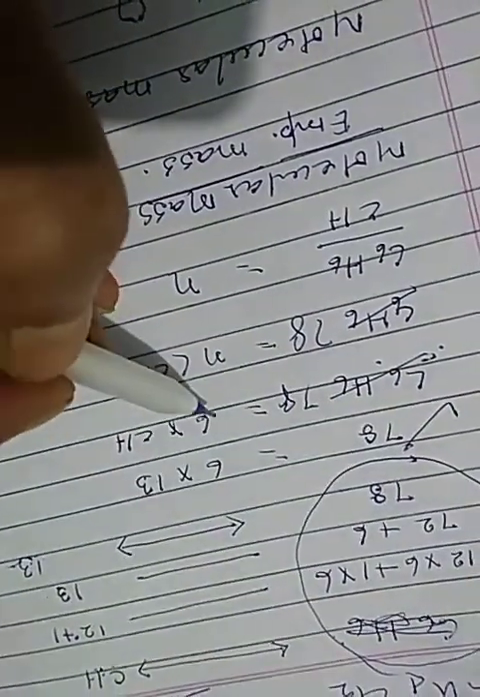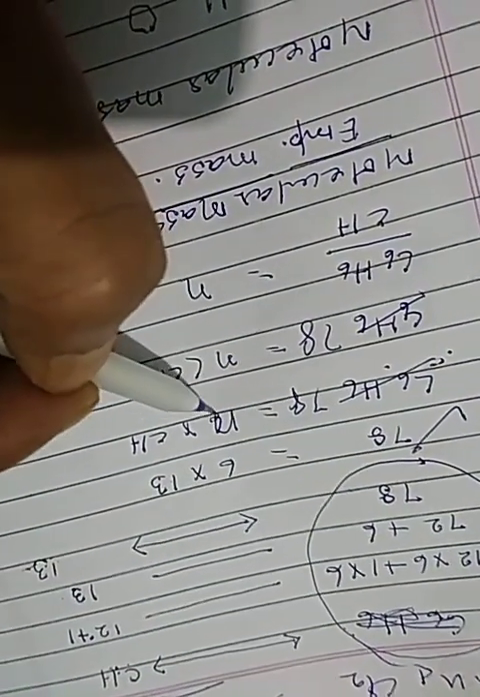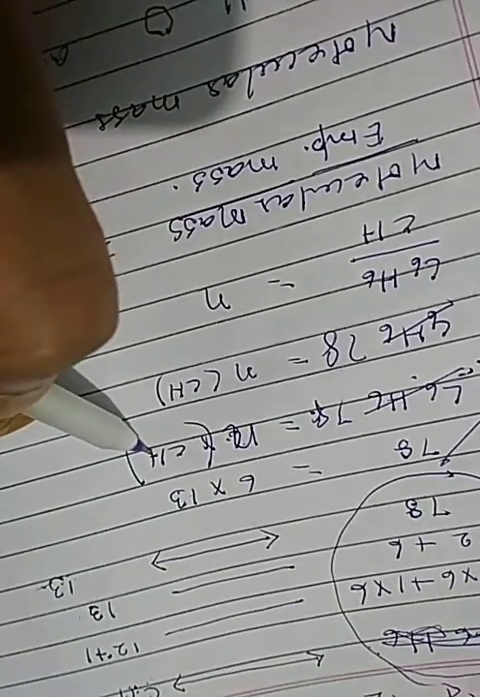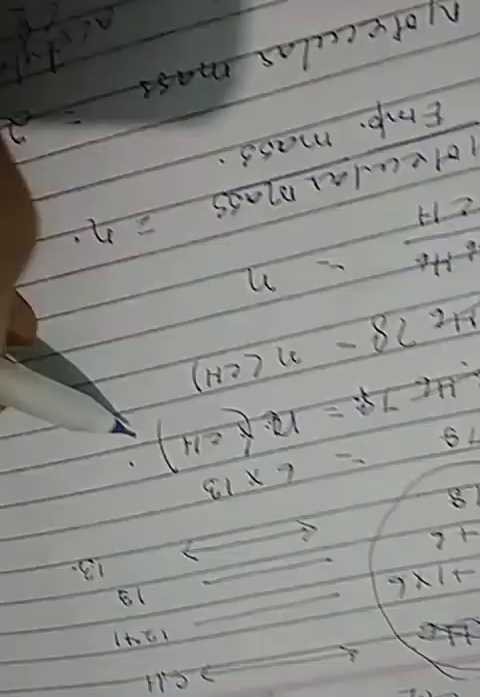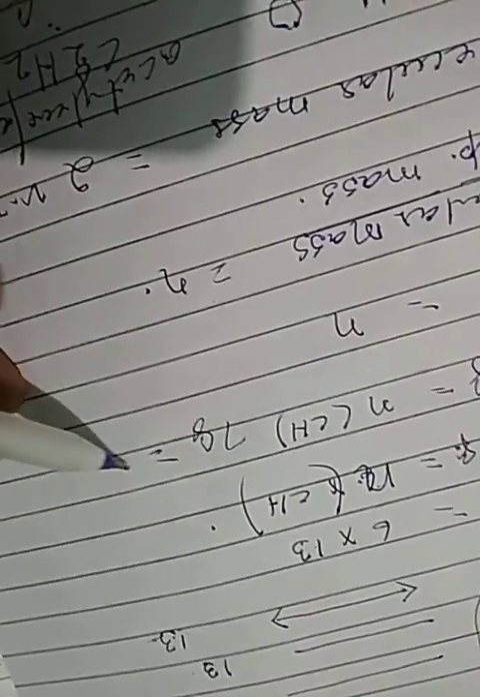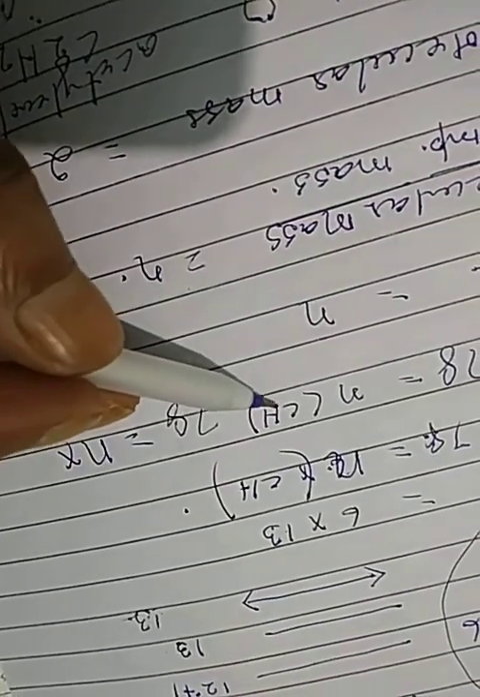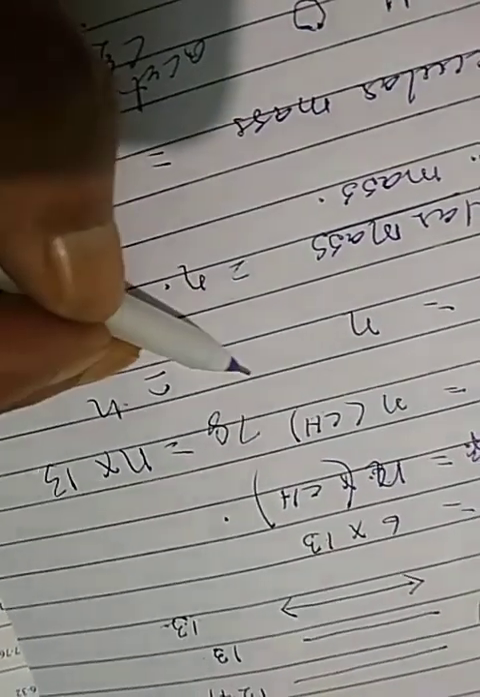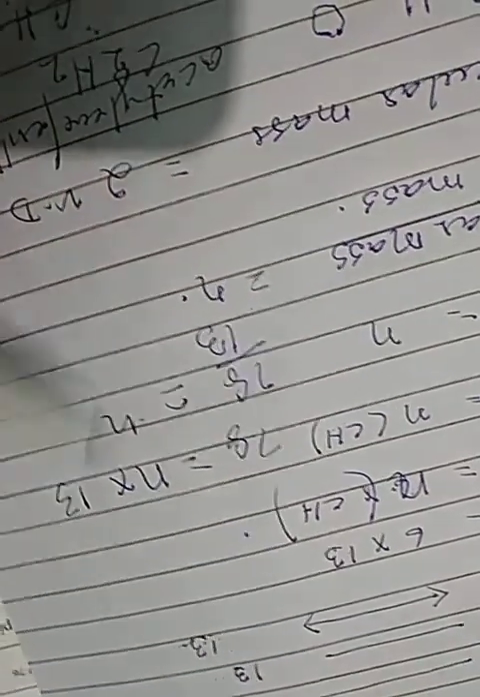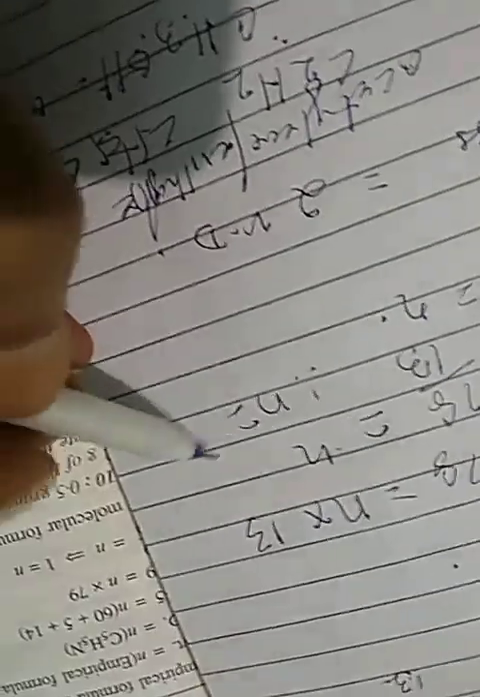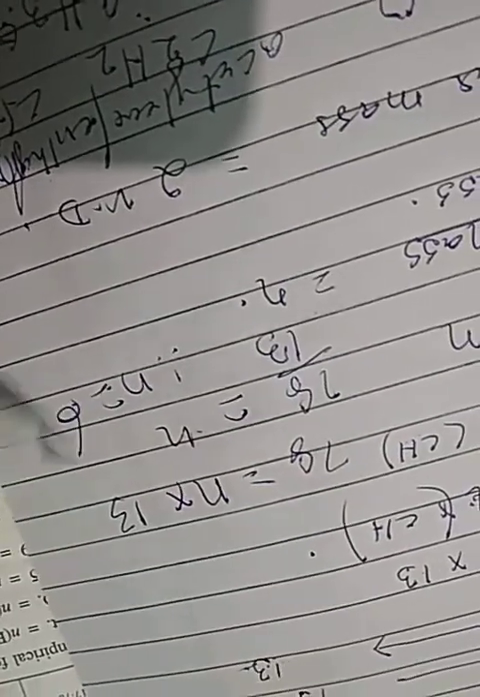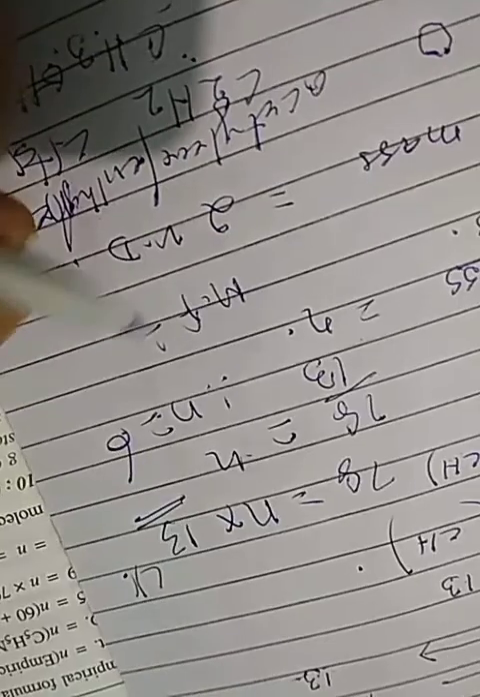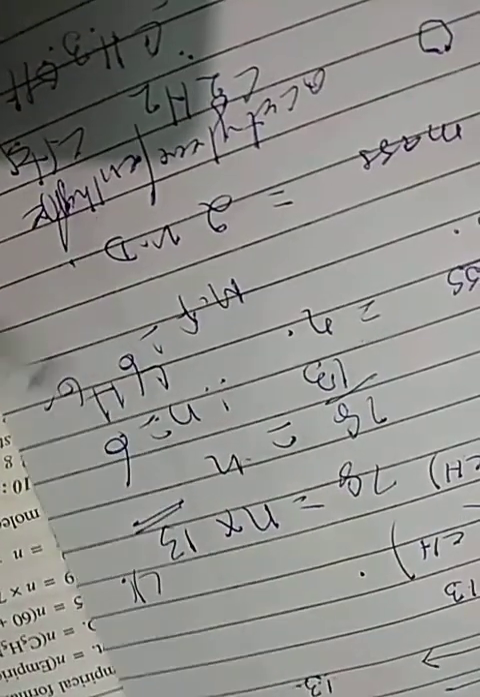Then we will let the number be n. The molecule is n times heavier than the empirical formula. Then this 78 is equal to n times the empirical mass 13. So n will be what? 78 by 13, therefore n will be 6. So now n is 6, and this stands for CH. So the molecular formula will be C6H6.